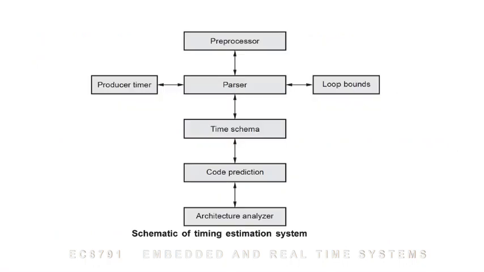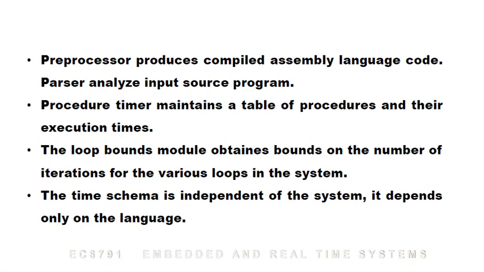The first one, schematic of timing estimation system. Here first one, preprocessor, processor, time schema, code prediction, architecture analyzer, loop bounds and procedure timer. It is a block diagram of the time estimation system. Preprocessor produces compiled assembly language code versus analyze input source program. Procedure timer maintains a table of procedures and their execution times. The loop bounds module obtains bounds on the number of iterations for the various loops in the system.